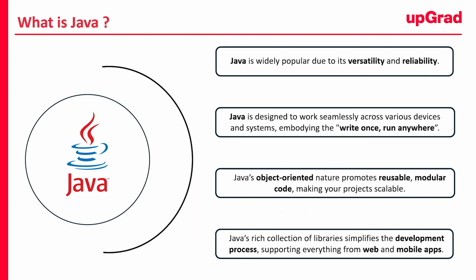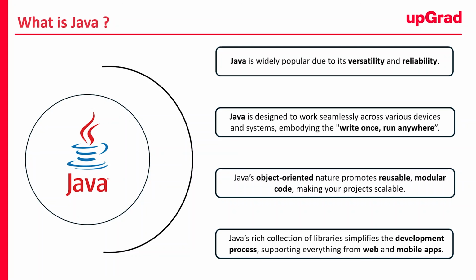One of the coolest things about Java is its principle of write once, run anywhere. This means that when you write a program in Java, you don't have to worry about which device or operating system it's going to run on. You write your code once and it can run on Windows, Macintosh, Linux, you name it, without any changes. This platform independence is a huge deal, especially when you're working on projects that need to run on different devices.